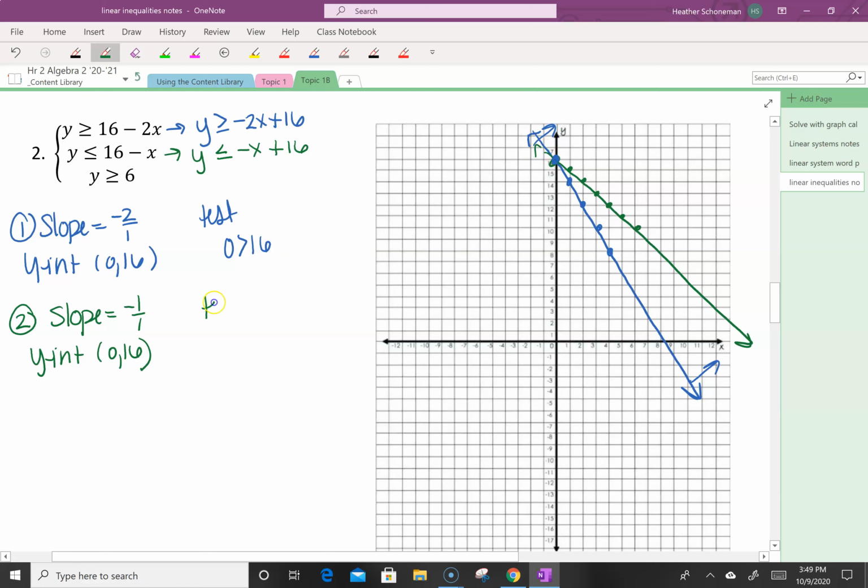Now I got to do a test point. So I'm going to do 0, 0 again. So when I put in 0, 0, I get 0 is less than or equal to 16. That is true. So now I want to shade to the center. So now I know on this graph that I'm going to shade in between the blue and the green lines.